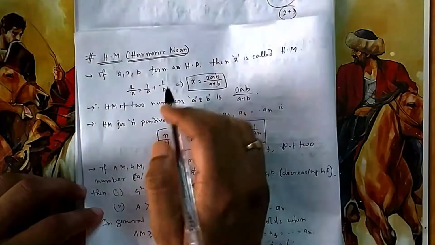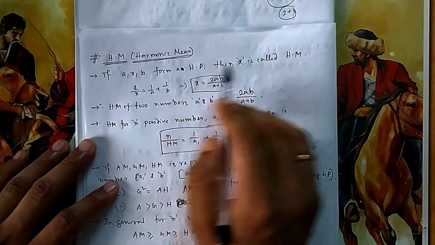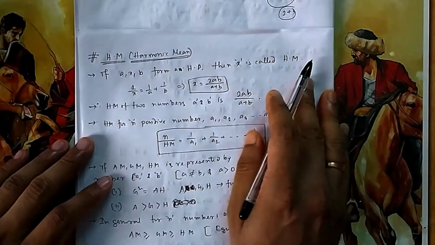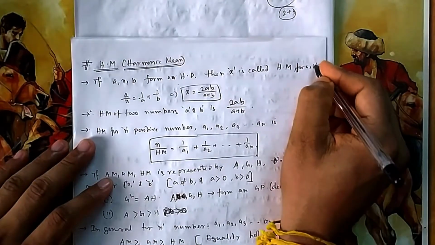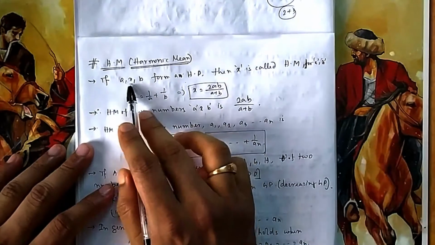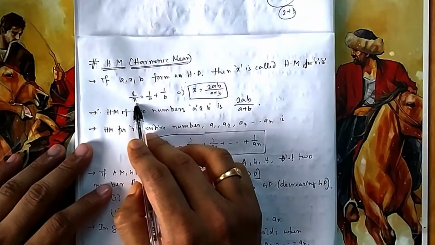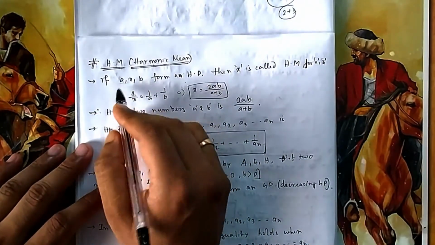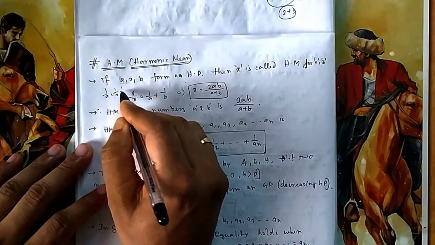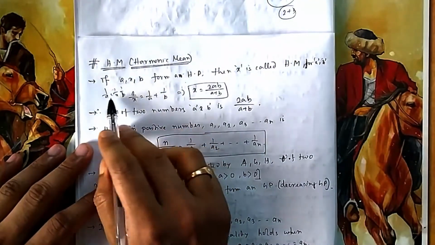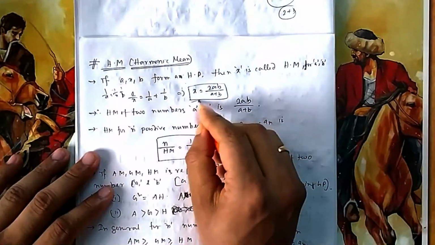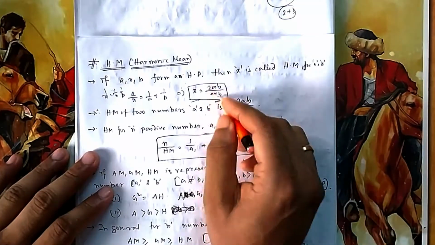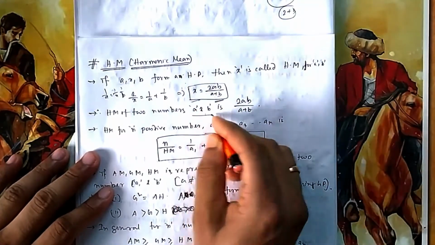So by now you know what the HM will be. In a similar notion, suppose a, x, b are three numbers that form an HP, then x will be known as the HM between a and b. So you know if they are in HP, then 1 by a, 1 by x and 1 by b form an AP. So twice the middle one equals first term plus last term. If you solve it, x is equal to 2ab by (a plus b). So this is the formula for HM. HM for two numbers is this one.